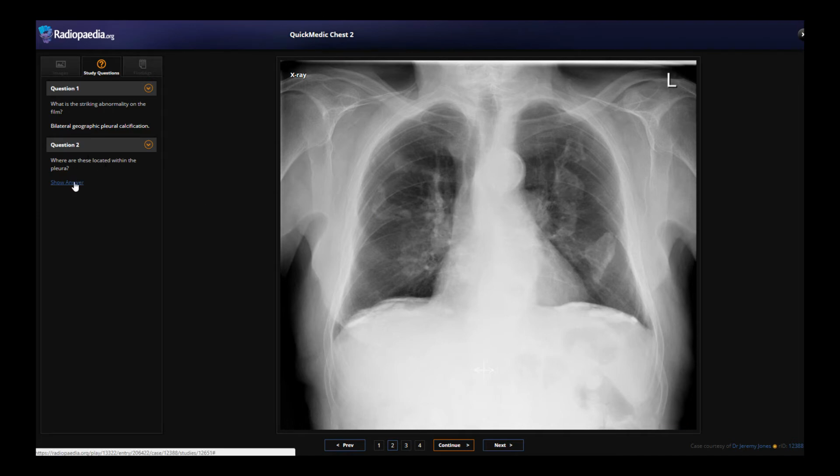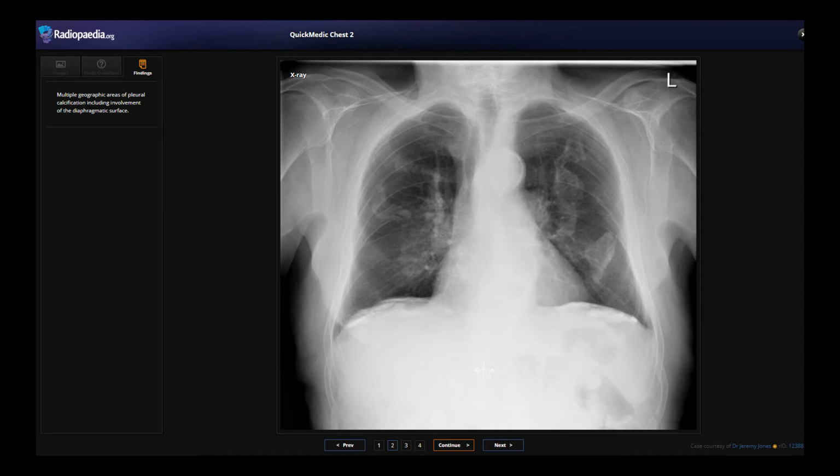Where are these located within the pleura? Large calcifications can be seen both in the anterior or posterior parietal pleura as well as on the diaphragmatic surfaces. So the reporter here is obviously saying that we can see plaques on the diaphragmatic surfaces as well. And you can see the pleural areas probably at the front and the back, so that's why some of them look more opaque than the posterior ones. So there are multiple geographic areas of pleural calcification, including involvement of the diaphragmatic surface, and that's here.